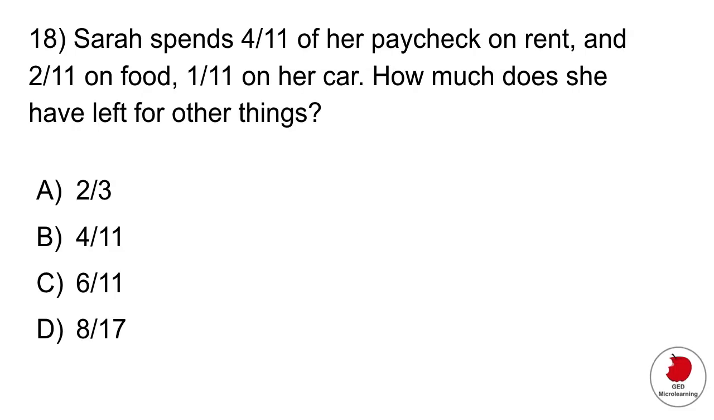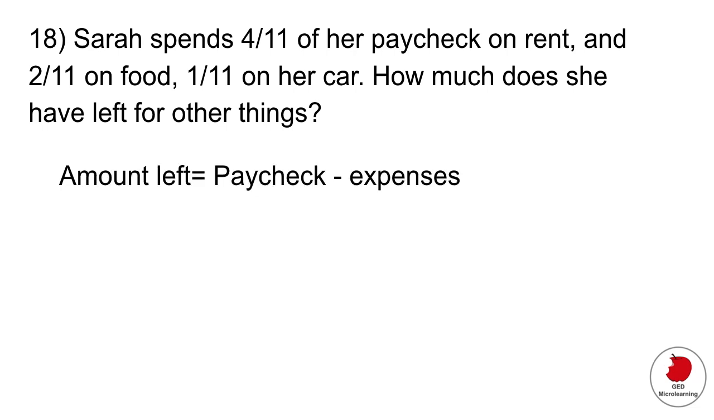Okay, question 18. So it says Sarah spends 4/11 of her paycheck on rent and 2/11 on food, 1/11 on her car. How much does she have left for other things? All right, so if we wanted to look at the amount left, we would take the paycheck and subtract the expenses that they're giving us in the question, okay? So the paycheck is going to represent 1, or we could say that it represents 11/11. Why am I saying that? Well, because if you look at the question, all the expenses are in 11ths, all right? So we have 4/11, 2/11, 1/11.